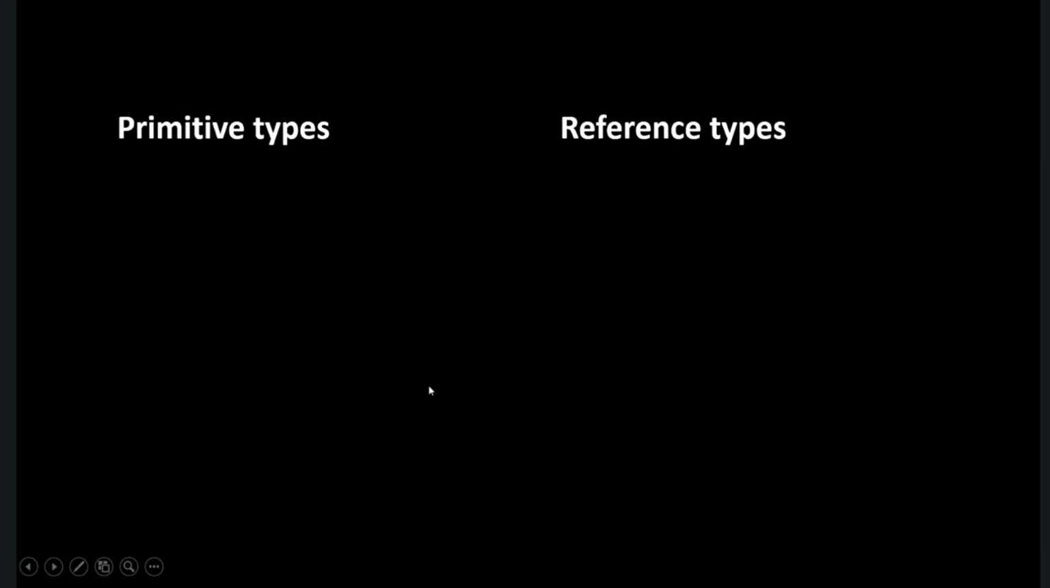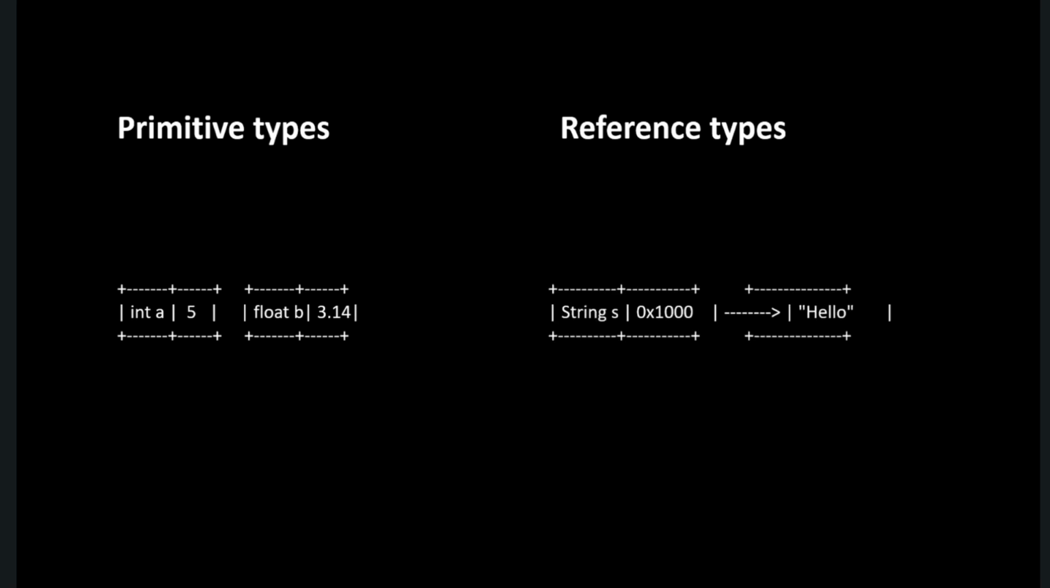And now let's move on to the difference between primitive and reference types. In memory, it would look something like this. Primitive type int: int a stores the value 5. The same applies to float and other primitive types. 5 is directly stored in variable a.